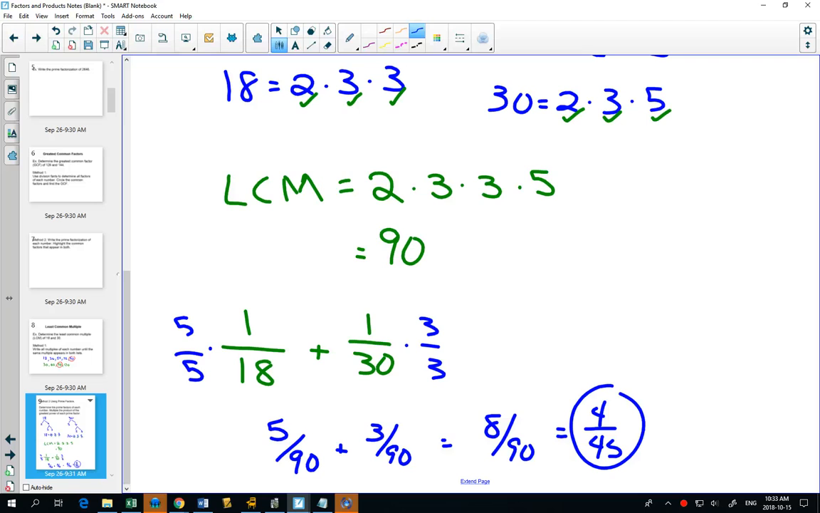So it's something that you use all the time. You're going to add fractions from now till grade 12 a lot, trust me. And so you're going to need to find a common denominator, and the idea of least common multiple is built into that.